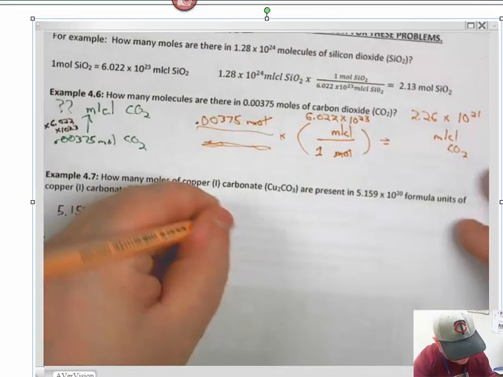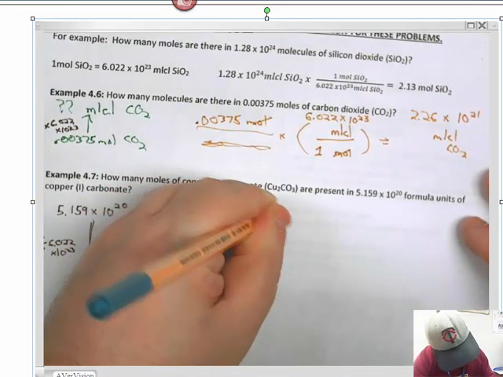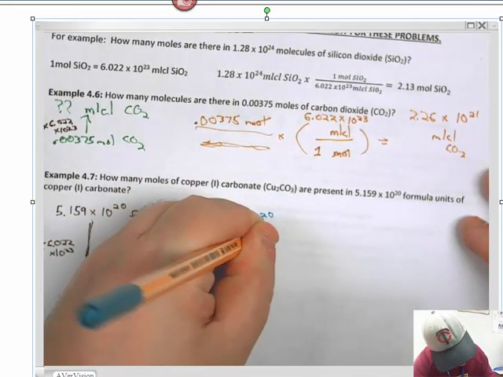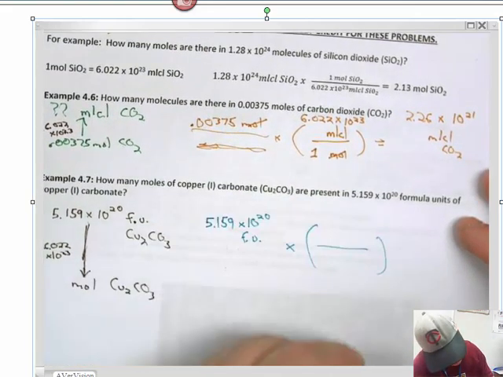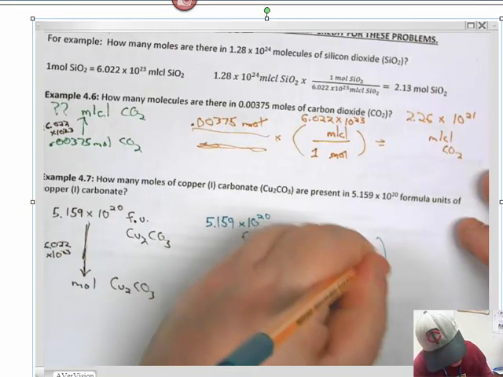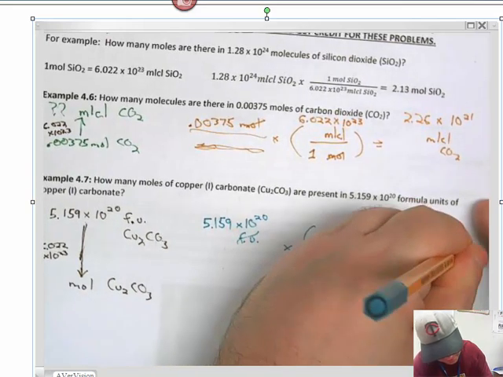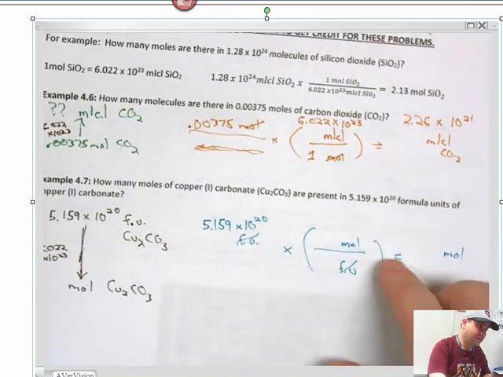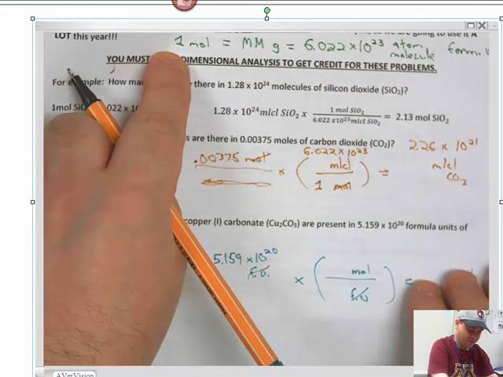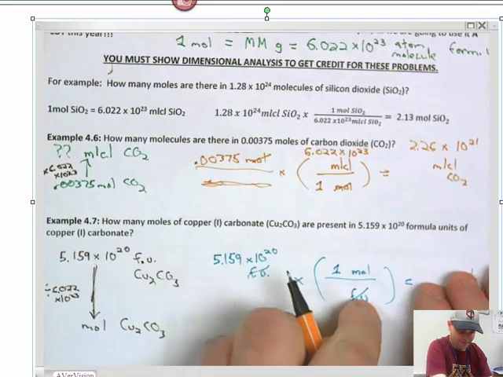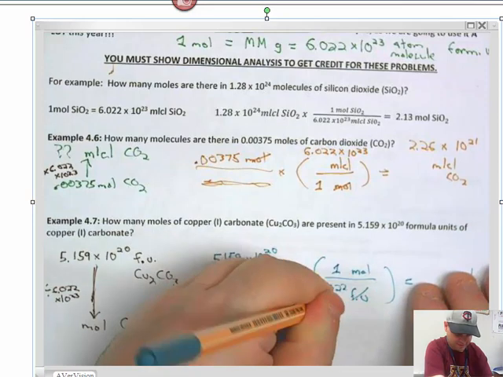So we are going to start off with 5.159 times 10 to the 20th formula units. This is a one-step problem, going from formula units to moles. Our final answer is going to come out in moles. Again, what number are we always going to put by moles? 1. What number are we going to put by formula units? 6.022 times 10 to the 23rd.